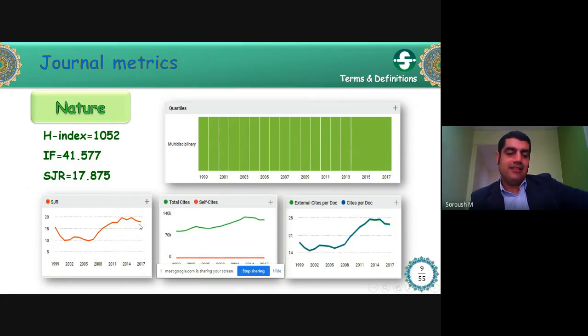And also we can see that the SJR factor follows a relatively ascending trend from 1999 to 2017. So based on such information, we can know that, for example, Nature publishes from any sort of scientific area, and also the number of citations and the external and internal citations can be understood, which affects our decision making in choosing the best journal to submit to.